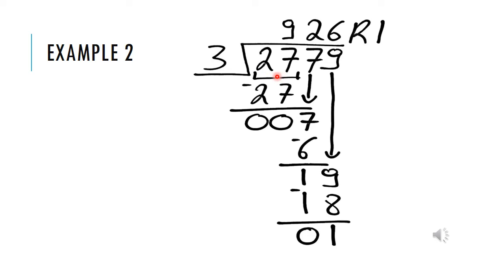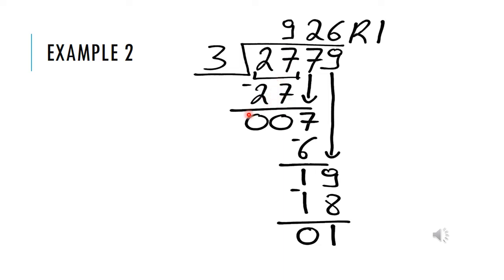So here I use the 27. I ask myself, how many 3's do I need to get 27 or almost 27? 3 times 8 is 24, 3 times 9 is 27, so I have to use the 3 times 9. I write the 9 in the quotient, but please pay attention. Since I took 2 digits from the dividend in the first step, I should start writing my quotient from the second digit. So I place the 9 over the 7. What's 3 times 9? It's 27. I write the 27 under the 27.